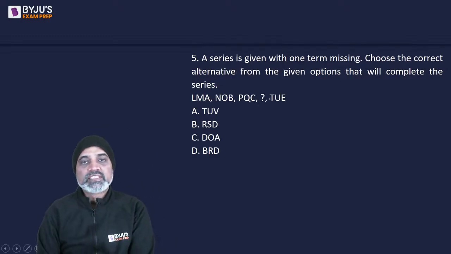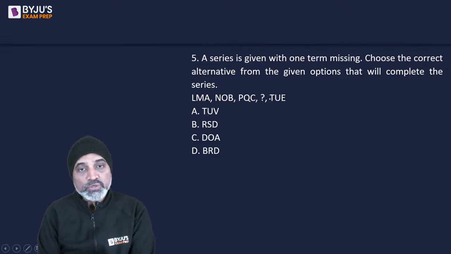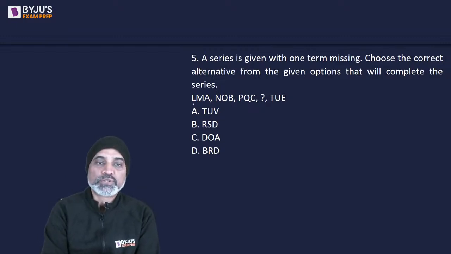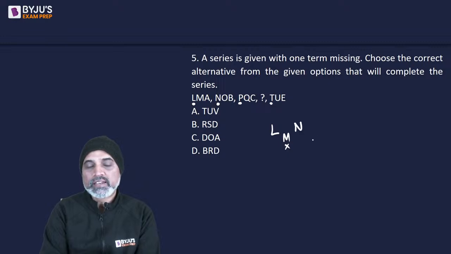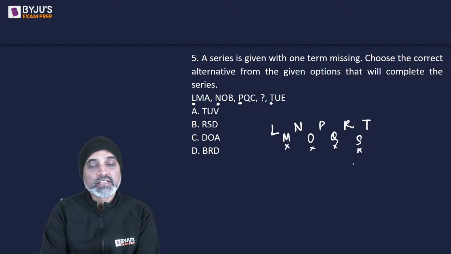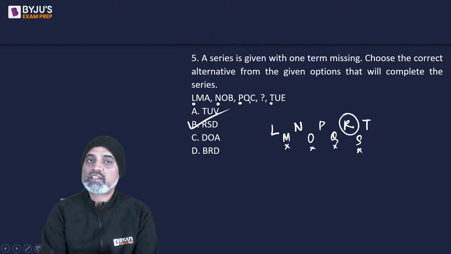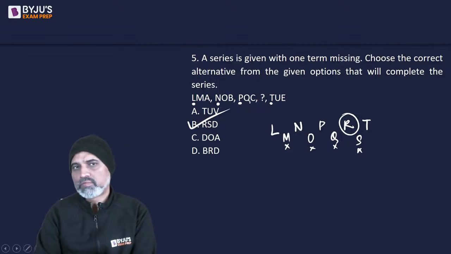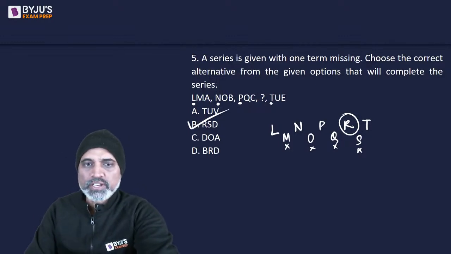Okay, next, a series is given with one term missing. Choose the correct alternative from the given options that will complete the series. So what I will do is I will look at the first letter of every word. So we have got L, M is missing, we have got N, O should be missing, we got a P, Q should be missing, we should start with an R, S should be missing, and then we have a T. So the missing one starts with an R, so option B. What about the second letter or the third letter? We don't care about it. This is good enough.